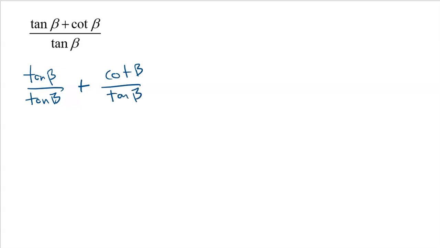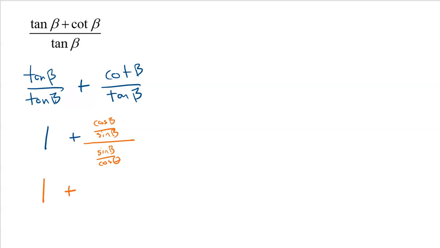Again, tangent of beta divided by tangent of beta is just 1. Plus, now again, what I'm going to do here is change everything to sines and cosines. Cotangent is cosine of beta over sine of beta, all divided by tangent, which is sine of beta divided by cosine of beta. So that's 1 plus. Now, wait a minute.